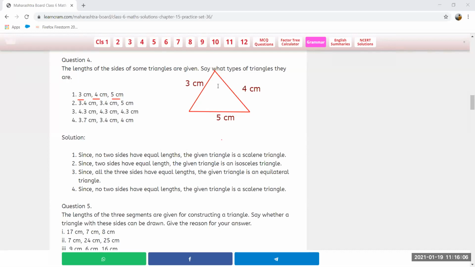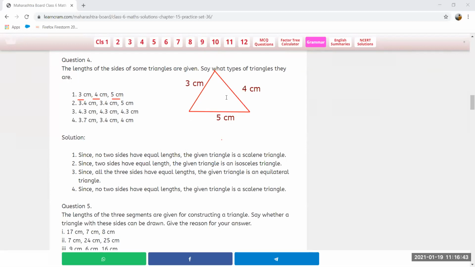If any two sides are equal, if this is 3 centimeter and this was also 3 centimeter, then it is an isosceles triangle. If all the sides are different in a triangle, for example, this is 3 centimeter, this is 4 centimeter, this is 5 centimeter, then no two sides have equal length. It means all the sides are different. Therefore, it is known as scalene triangle. All sides of a triangle are different. Therefore, the given triangle is a scalene triangle.